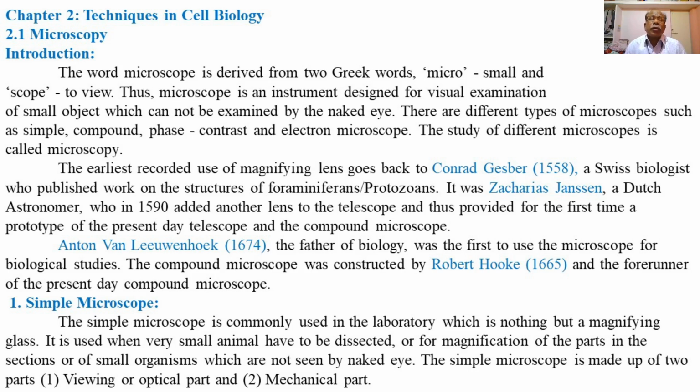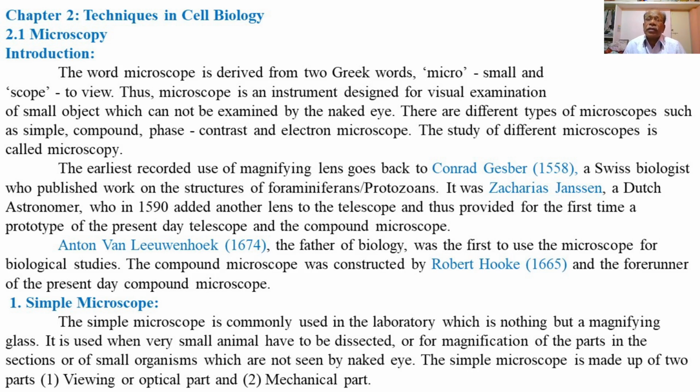The earliest recorded use of a magnifying lens goes back to Konrad Gesner in 1558, a Swiss biologist who published work on the structures of foraminiferans or protozoans. So that was Konrad Gesner in 1558 who first used the magnifying lens to observe the structures of foraminiferans or the protozoans.